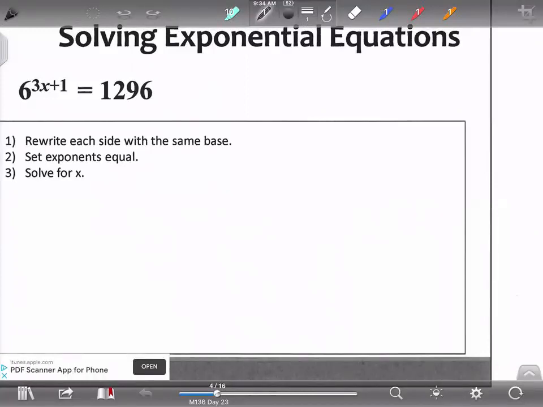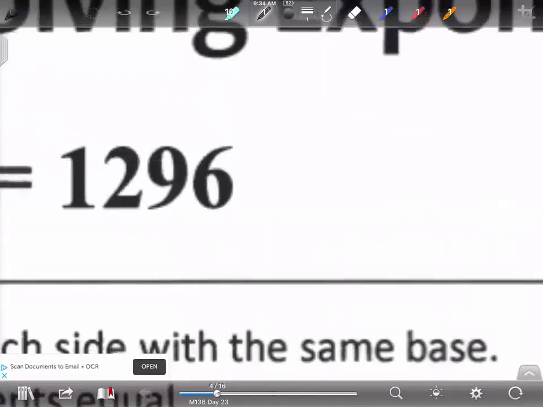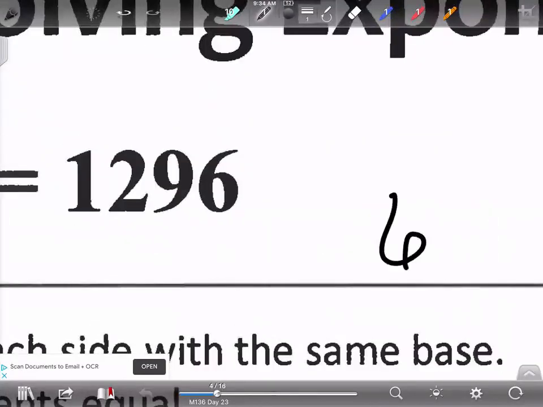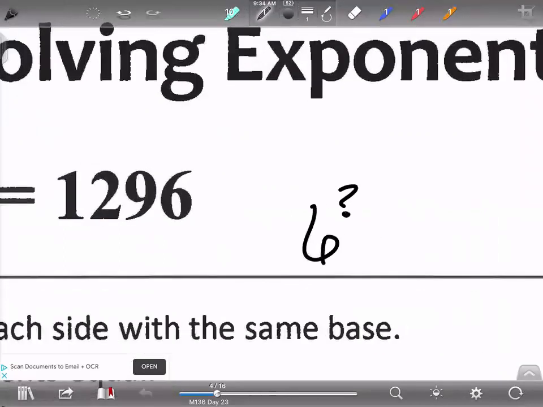So I want you to pull out your calculator and we're going to start experimenting. So I need to figure out 6 to the what power is 1,296. So in your calculator, you're going to type 6 caret key and then you're going to pick a number. So if you pick 6 to the second power, you're going to get 36. That's not big enough. So then I would go 6 to the third. If 6 to the third is not big enough, I would go 6 to the fourth.